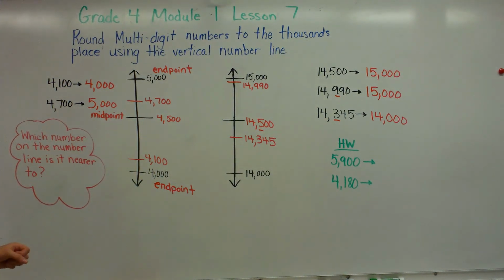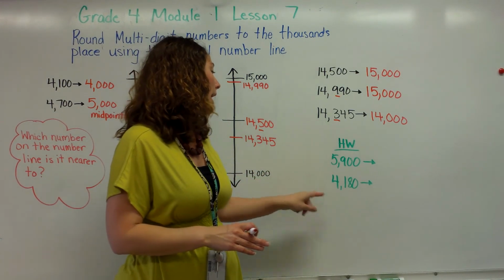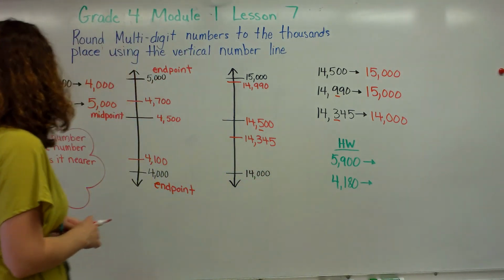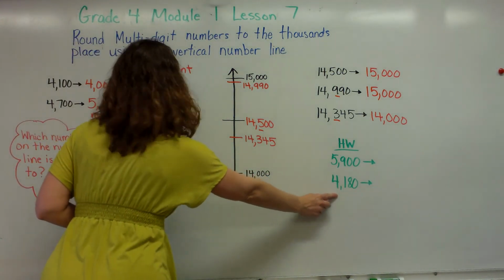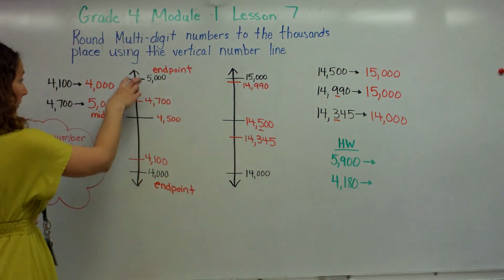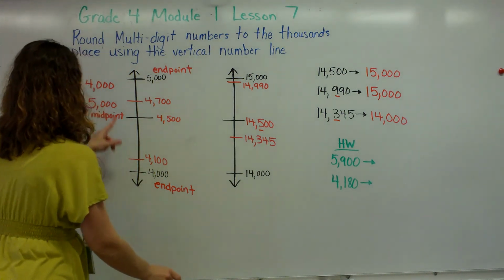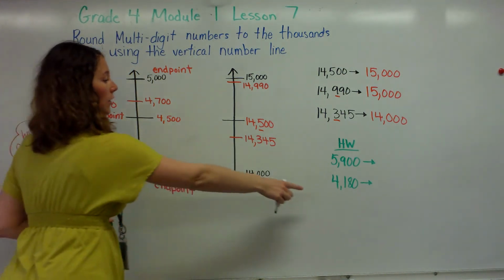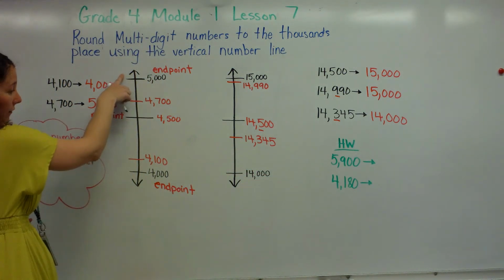There are two examples that I wanted to show you that are right on our homework. So the homework for Module 1, Lesson 7, you're going to see an example that has 5,900, and you're going to see an example that has 4,180. So for the 4,180, we're just going to use this number line, because it has the two endpoints that we need in order to round. So I have 4,000 and I have 5,000. I need to figure out if 4,180 rounds to 4,000 or to 5,000.